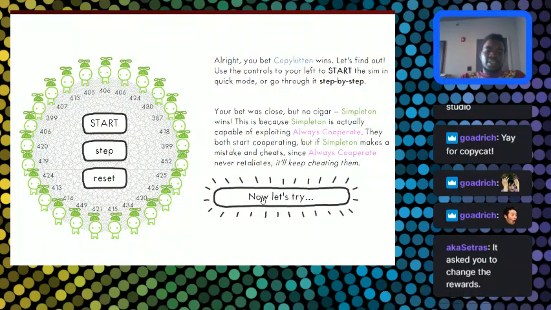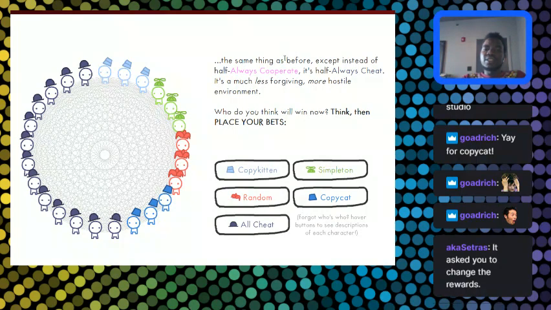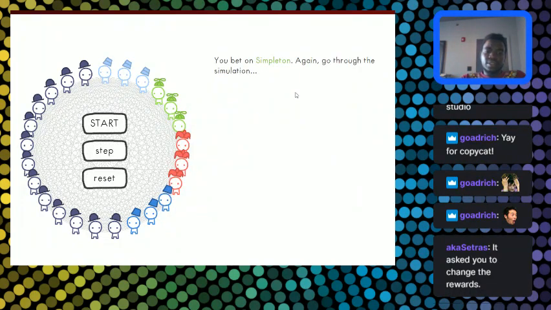Now let's try the same thing as before, except instead of half always cooperate, it's half always cheat. It's a much less forgiving, more hostile environment. So who do you think wins now? Hmm. Let me try Simpleton. Go through the simulation.